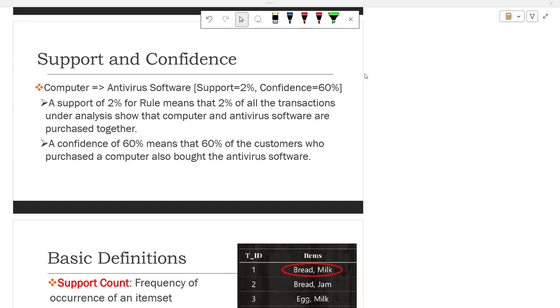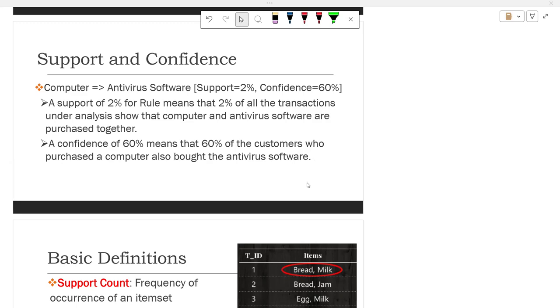Confidence means, in a particular association rule, if a customer purchases a computer, there is a 60% chance he purchased the antivirus software, right? That is what we call confidence.